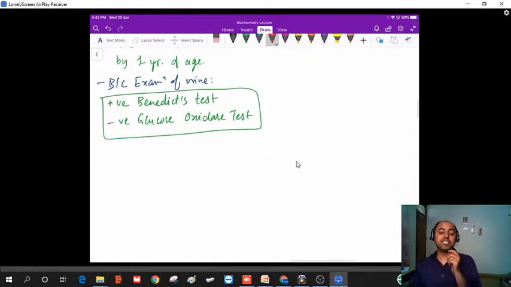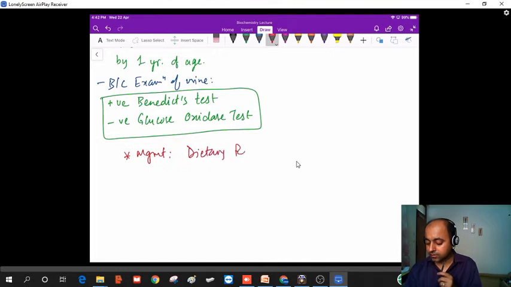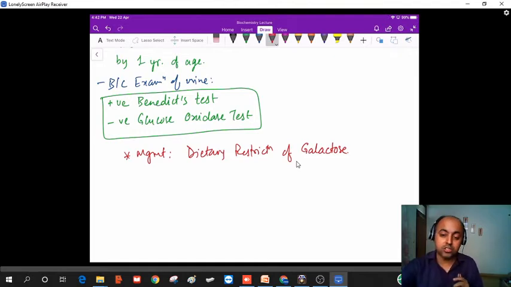And just like HFI, the management is straightforward, and that is dietary restriction of galactose. For these children we have special formula milk which does not contain galactose. You have to give complete dietary restriction of galactose in these patients for them to improve. They will improve dramatically as soon as you remove the breast milk or the normal milk.